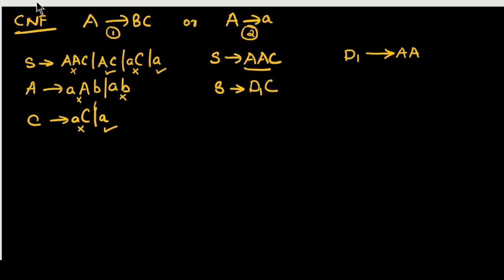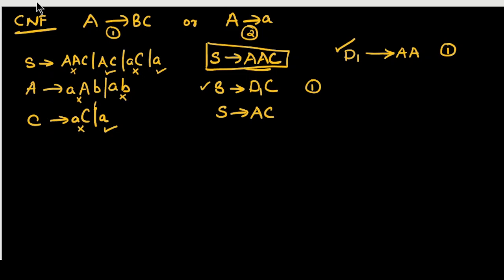So how many variables on the right hand side? We have only two variables on the right hand side. So this is in the first format, A gives BC format. So this is valid now, and whenever you write a new production, that should also be in the proper format. This is also in format 1. Okay, on the right hand side we have two variables. So this one we have replaced. Instead of this one we have written this: S gives D1C. D1 is our new variable. D1 gives AA. Then S gives AC is already in the format. On the right hand side we have two variables.